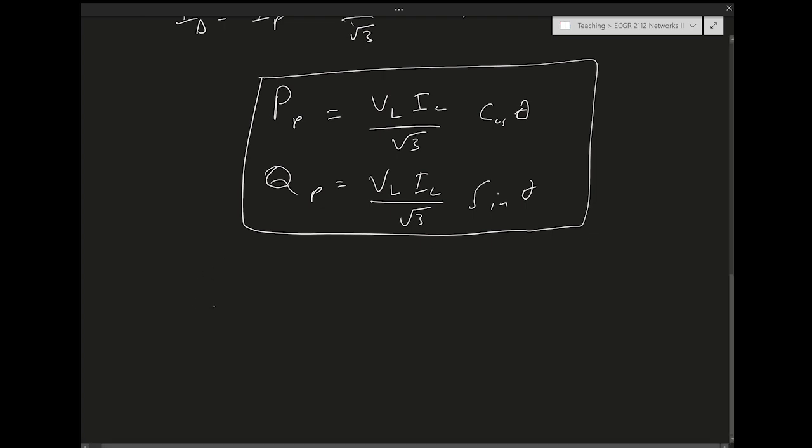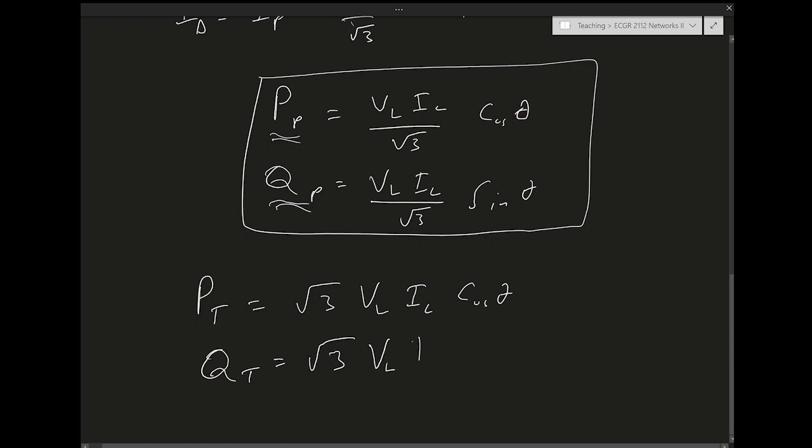Of course, this is power per phase, consumed per phase. The total power is going to be just the sum of all three phases. So it's going to be 3 times this. 3 times something over square root of 3 is just going to be square root of 3 VL IL cosine theta, and then QT is going to be square root of 3 VL IL sine theta.